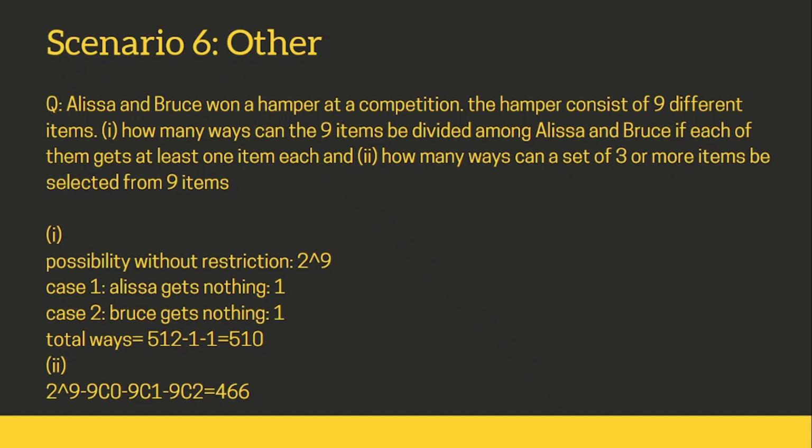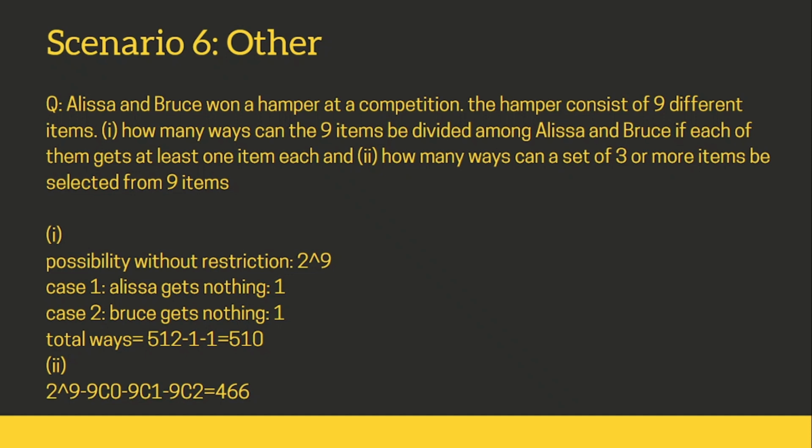So for part 1, the possibility, let's say without restriction, is 2 power 9. But then we can consider the scenario where Alyssa gets nothing and Bruce gets nothing. So actually the answer is just 512 minus 1 minus 1. So in this question there are 3 different scenarios. Alyssa gets an item, Bruce gets an item, or the other scenario is they get nothing. So in this case it's just gonna be 512 minus 1 minus 1. And how Alyssa can get nothing is if Bruce gets everything, or how Bruce gets nothing is if Alyssa gets everything. Then vice versa.